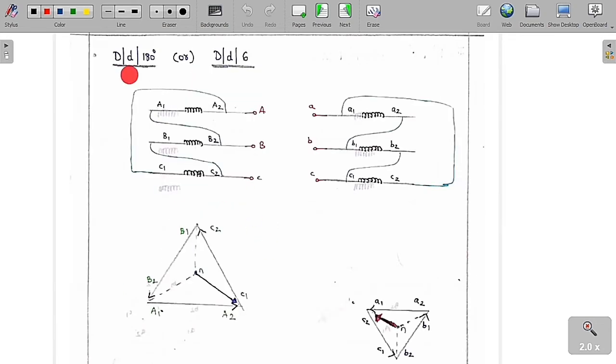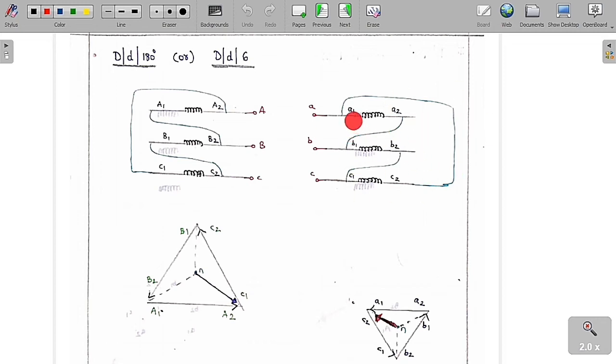Now we will discuss the delta 180 degree, or we can say delta 6 o'clock. You can see clearly A1, A2, B1, B2, C1, C2. A1 is connected to B2, B1 is connected to C2 and C1 is connected to A2. This is A, this is B and this is C. Now we are going to do the connection in a different manner. We are going to change the connection of this winding.